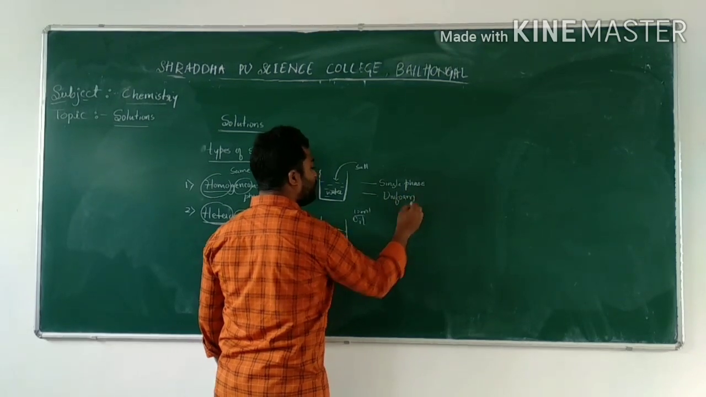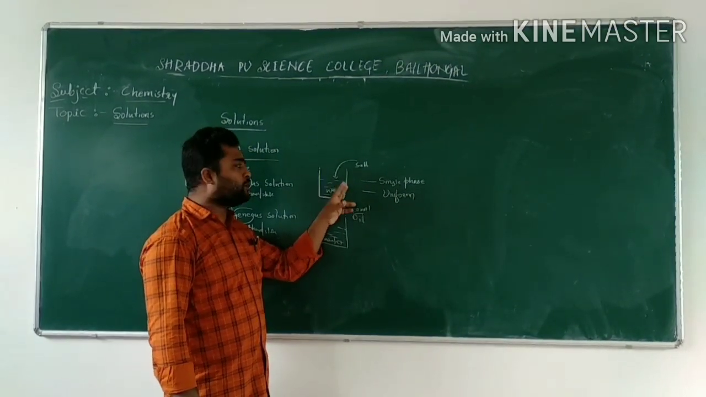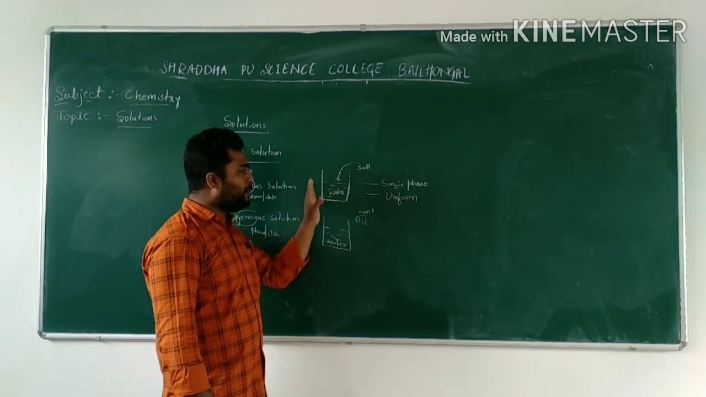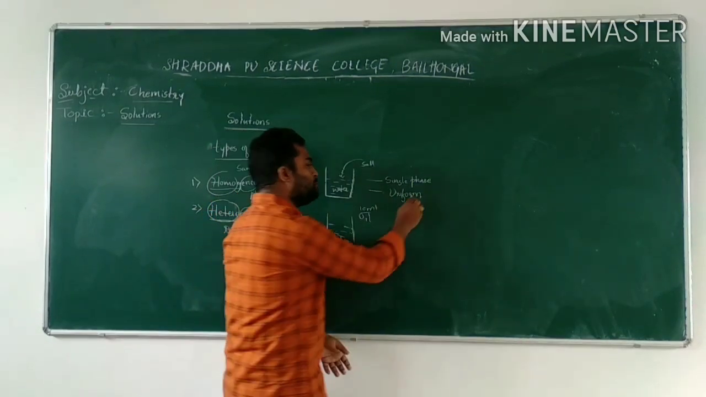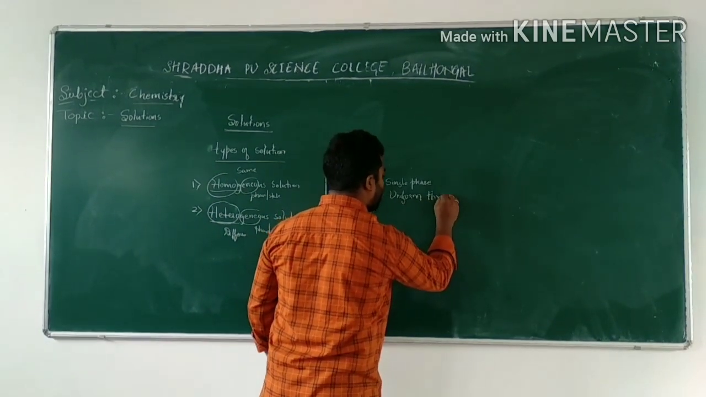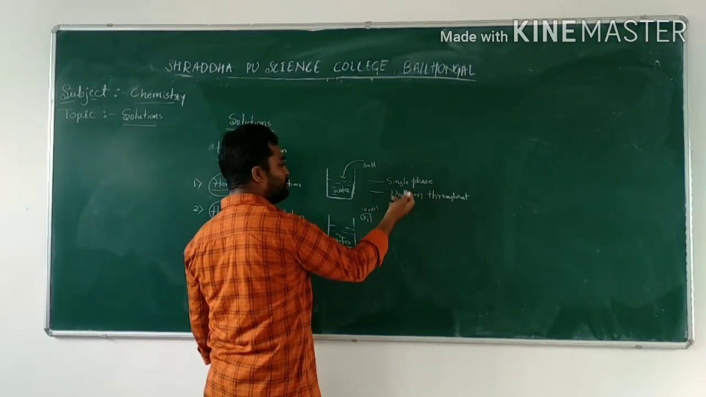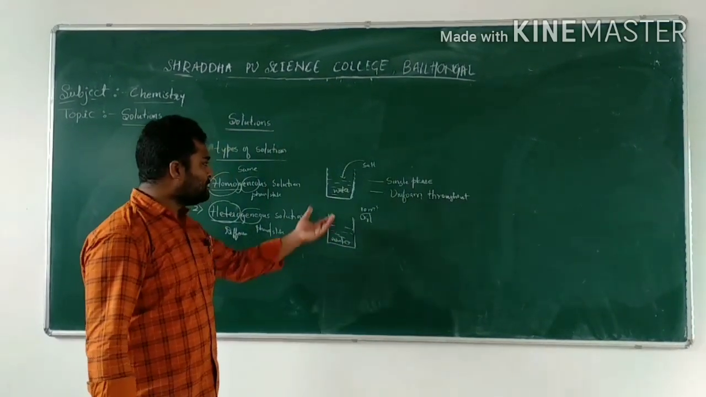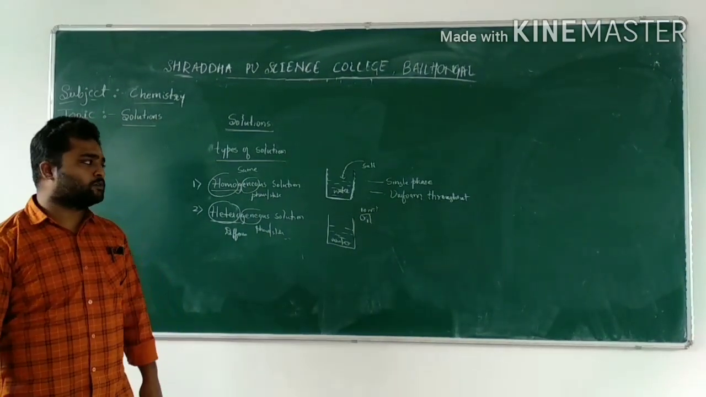Composition is uniform means here you cannot easily tell which is water and which is salt. This is completely a single system, which is uniform throughout. Any solution which is having a single phase and is uniform throughout, such solutions are called homogeneous solutions.